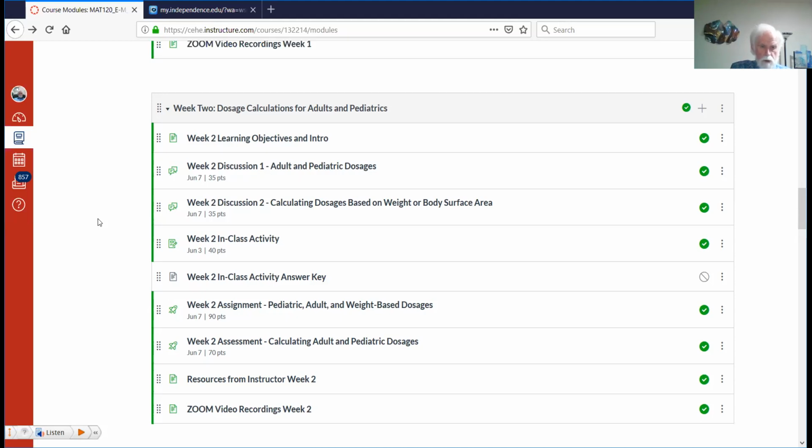But again, if I had my druthers, everything would be based on body surface area. But it's just not that convenient to do that. Make sense? Yes, that makes sense. Okay.